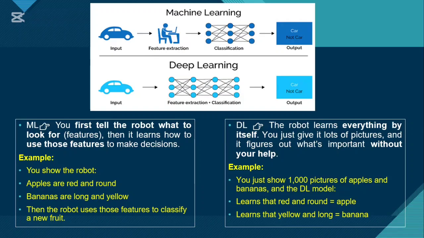However, in deep learning, the robot learns everything by itself. So you give them a lot of pictures, like 1,000 pictures, and it figures out itself that apple is going to be red and round, banana is going to be yellow and long. So you're not specifically telling it beforehand, like in machine learning model. You're giving it a lot of data and it is just going to figure it out through self-learning.